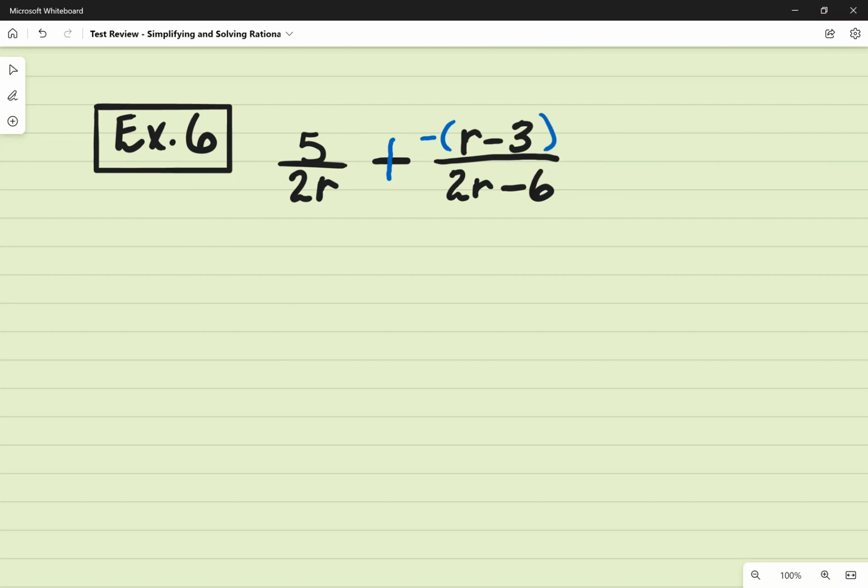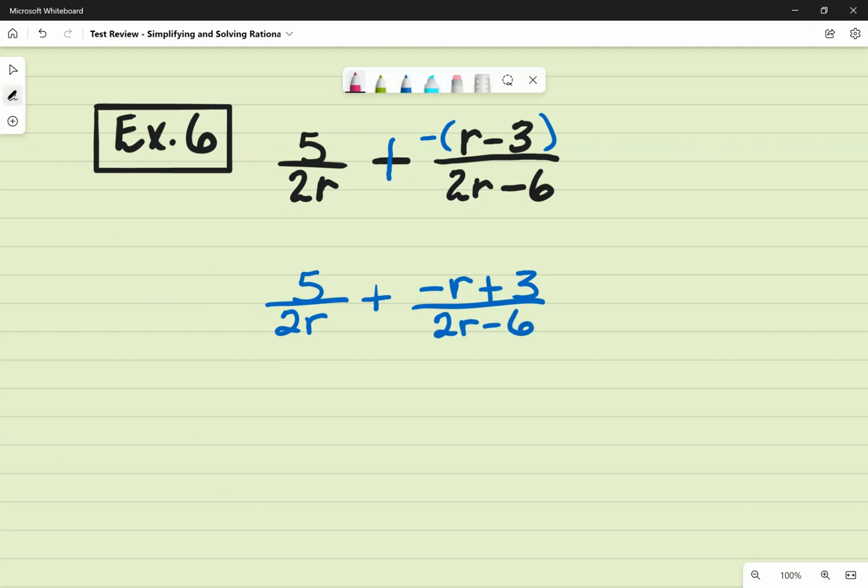So I might want to go ahead and do it now so I'm not confused here in a few minutes. So that's what I'm going to do. I'm just going to rewrite it before I do my butterfly. And that ends up being 5 over 2r plus negative r plus 3 all over 2r minus 6.